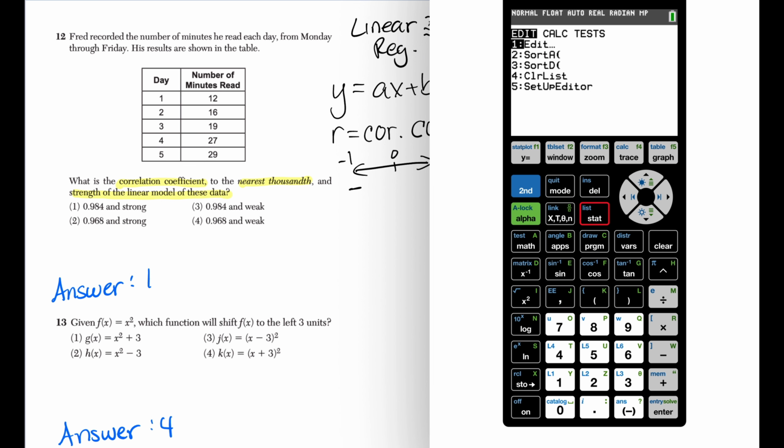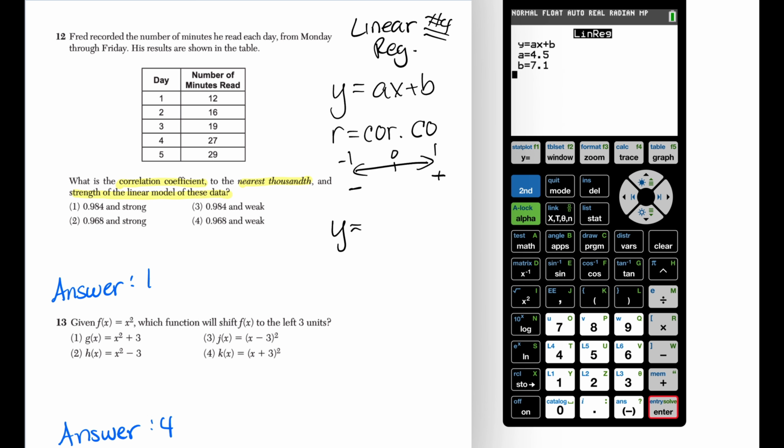So we're going to go back to Stat, hit Calc and go down to number 4, which is our linear regression. Hit Enter. We want everything that was in that first list, L1. So hit L1, L2, calculate, and boom, you get this really important information where it's telling us our a is equal to 4.5. So here's my equation: y equals 4.5x, and our b is 7.1.